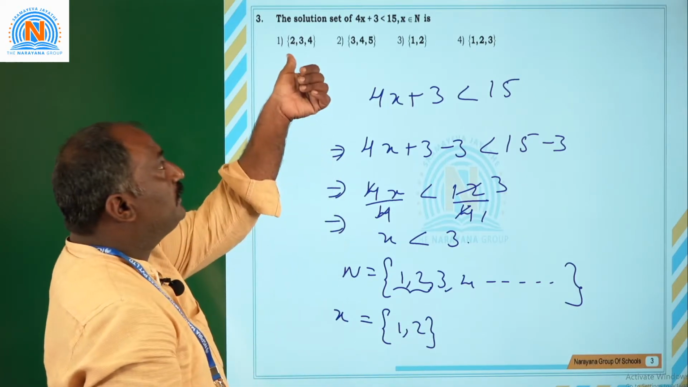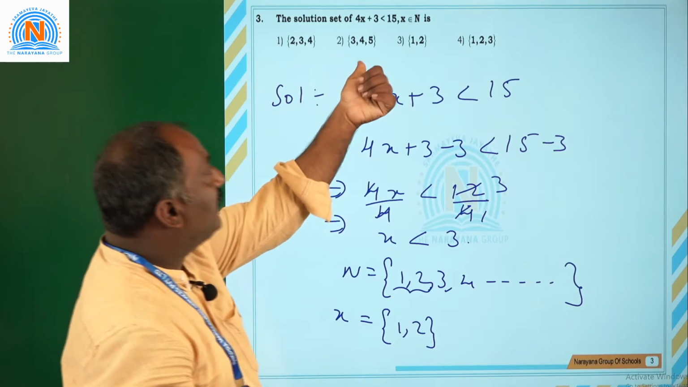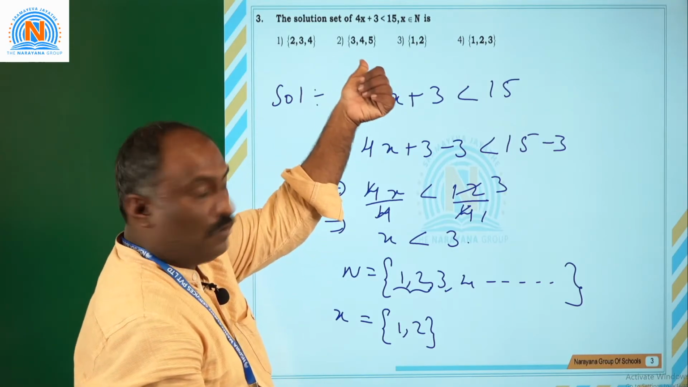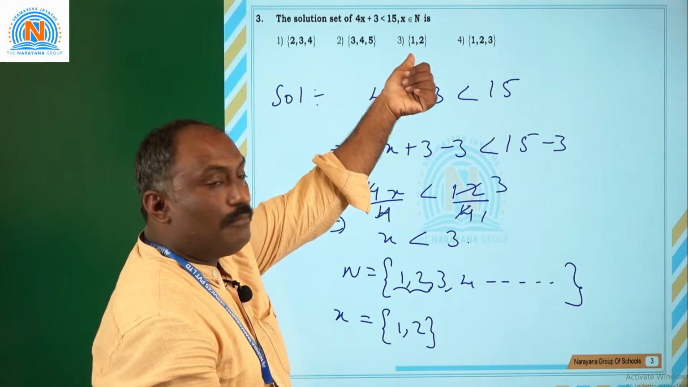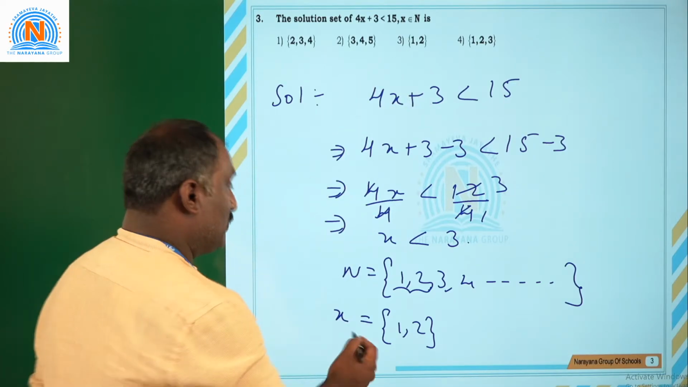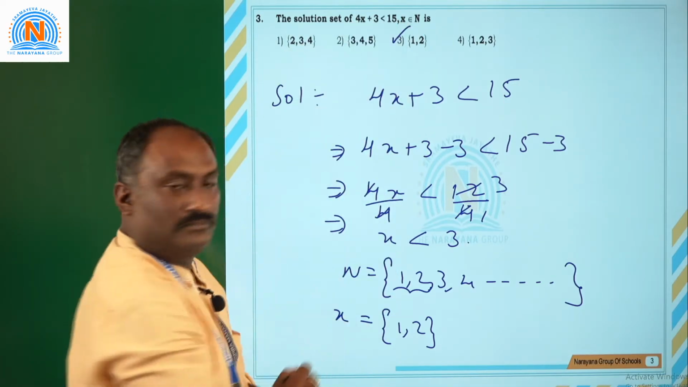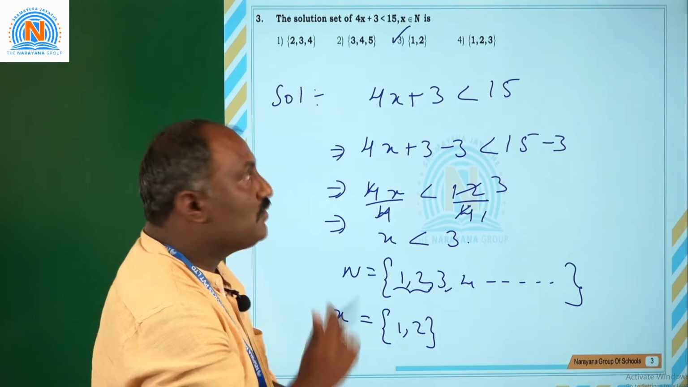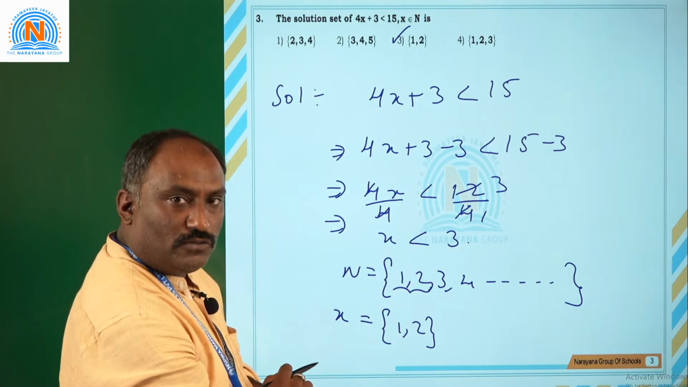Is it first option 2, 3, 4? No. Is it second option 3, 4, 5? No. What is the third option? 1, 2. Yes, it is matching with our option. So the answer is 3. You got it, no children? So we are switching to the next fourth question.